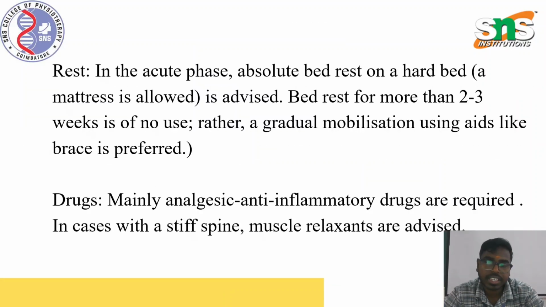In the acute phase, the patient is instructed to take rest. However, bed rest for more than 2 to 3 weeks is not advised. Rather, gradual mobilization using aids like braces is preferred. Next, drugs are prescribed. If the patient has an inflammatory condition, the drugs mainly prescribed are analgesics and anti-inflammatory drugs, which help in treating the stiff spine, and muscle relaxants are also prescribed.